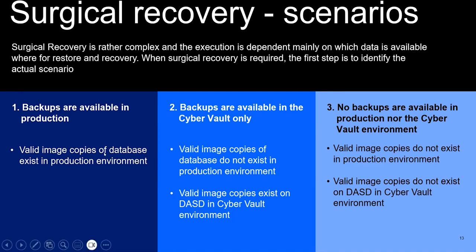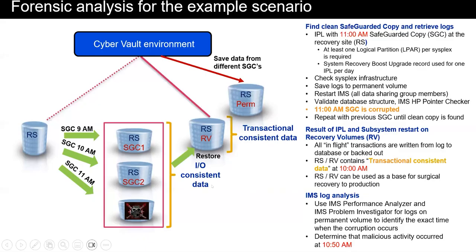Right? So they're no longer in production, right? Sometime between 10 and 11, the corruption occurred and they got rid of the valid image copies, but we still have those valid image copies in the 10 a.m. copy. Remember, this is the 10 a.m. copy. The database is good, the image copies are good, and it's immutable. So I always have the ability to go back to this, even though my current production environment no longer has valid image copies.